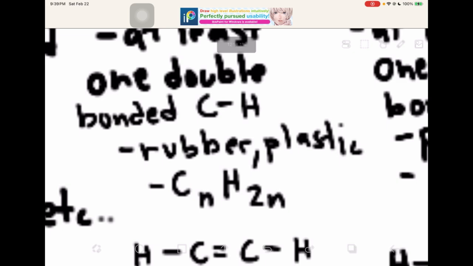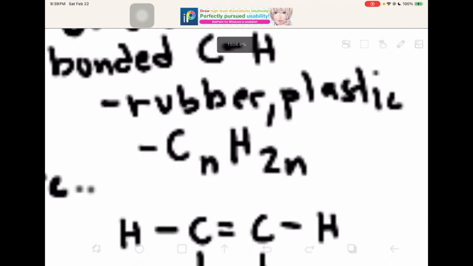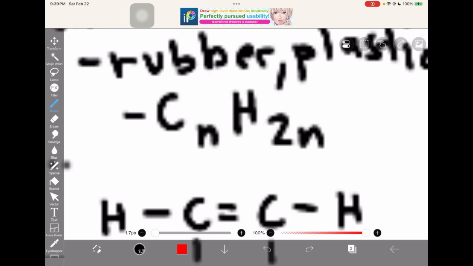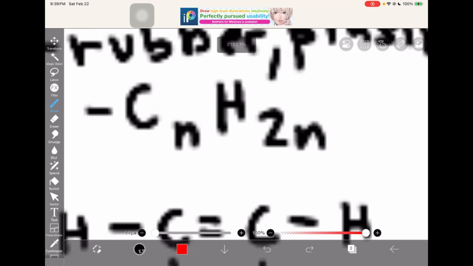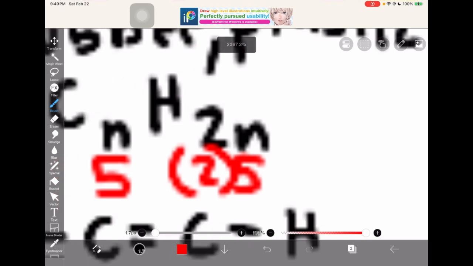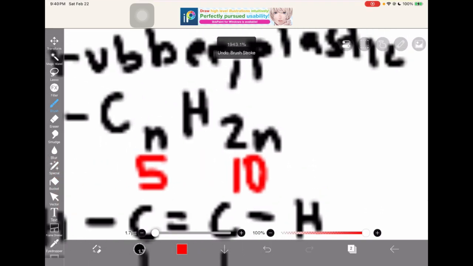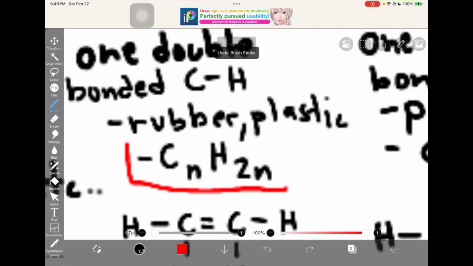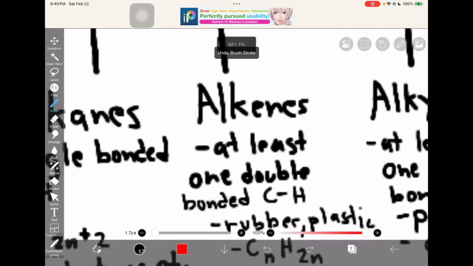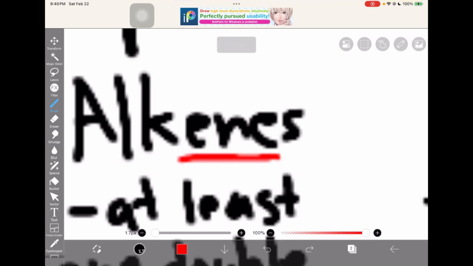These are used in rubber and plastic. We have the composition formula: for every carbon n, there's hydrogen of 2n, which means there's double the amount of hydrogen as there is carbon. So if C is equal to 5, so there's 5 carbons, that means there are 5 times 2, so 10 hydrogens over here. It's very simple. Remember this formula for alkenes. And just like alkanes, alkenes end with ENE.